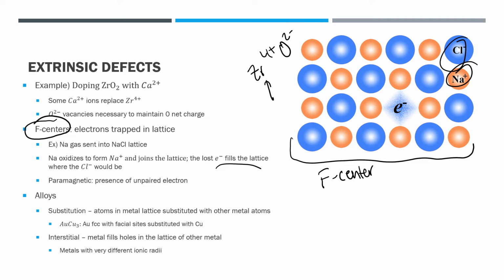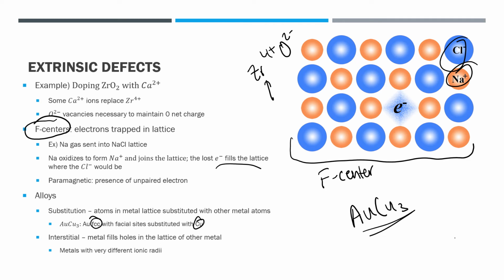So you've probably heard about this in AP chemistry. We have substitution alloys and interstitial alloys. Substitution alloys just means that atoms in a metal lattice are substituted with other metal atoms. For example, we have AuCu3, and in this alloy we have a gold FCC lattice. Remember how in FCC we have the corners, the vertices, and the faces filled with atoms. Here the facial sites are substituted with copper.